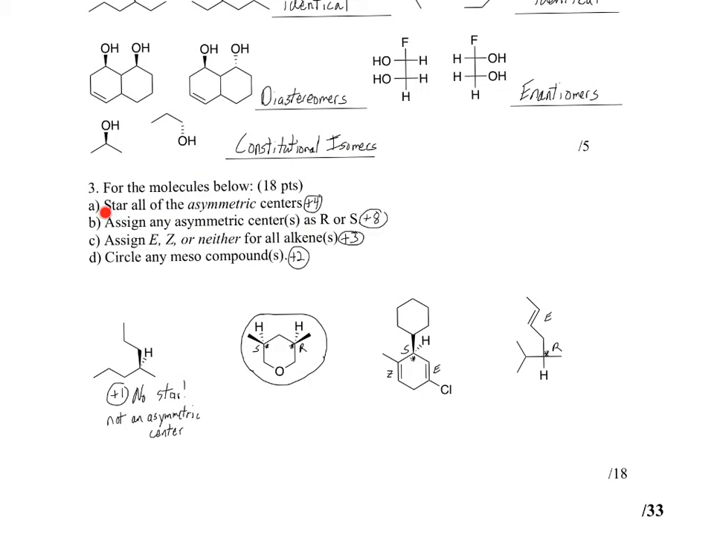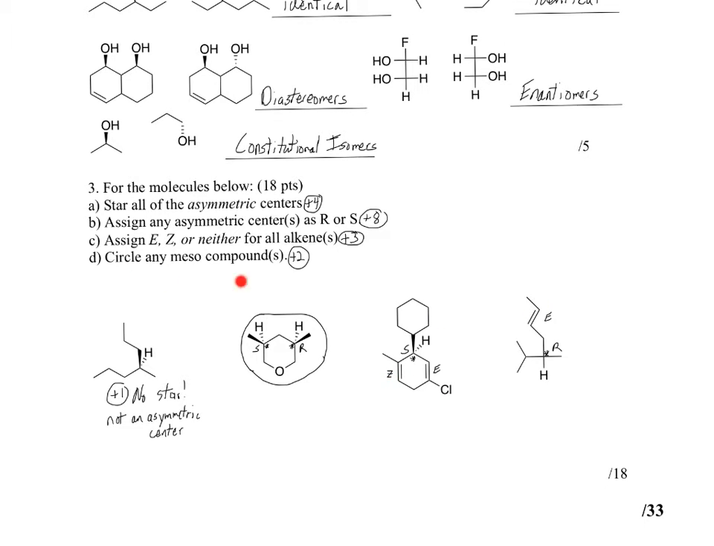So here, looking for star all the asymmetric centers. So no asymmetric center here because these are both 1, 2, 3 propyl groups. So that's not an asymmetric center. There's 1, 2 there, 1, 3, so 4 total. Assign the R and S. Do the rankings. You know how to do that. Assign E or Z for alkenes.